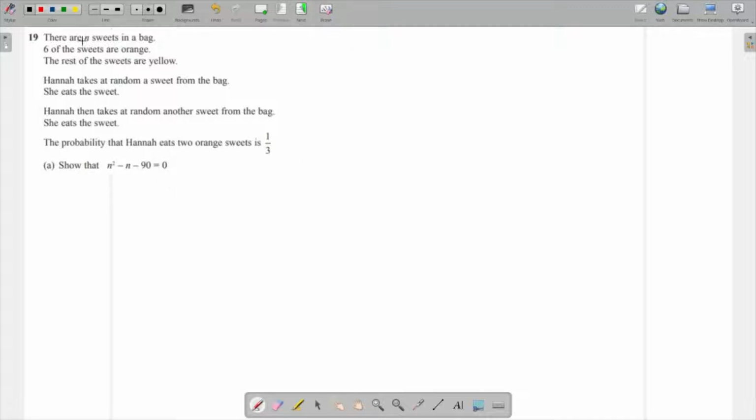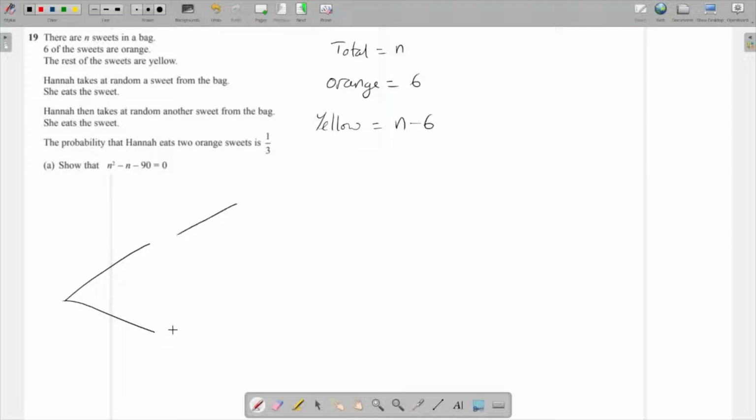So what we can do is take some information from the question. We know that in total there are n sweets. We know there are 6 orange sweets. That must mean there should be n minus 6 yellow sweets. Now what I like to do is do a quick tree diagram, but we don't need to do everything, and I'll tell you why.